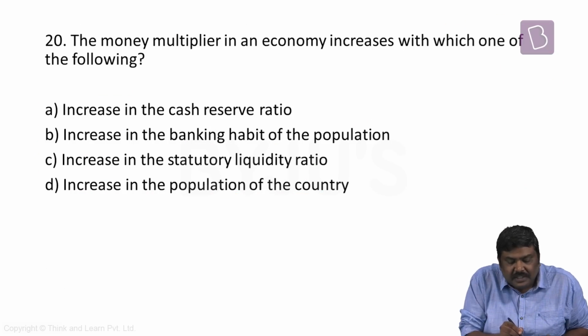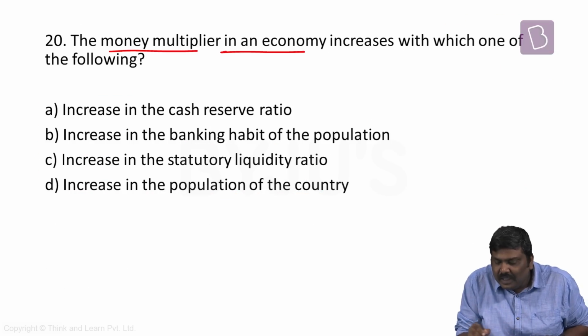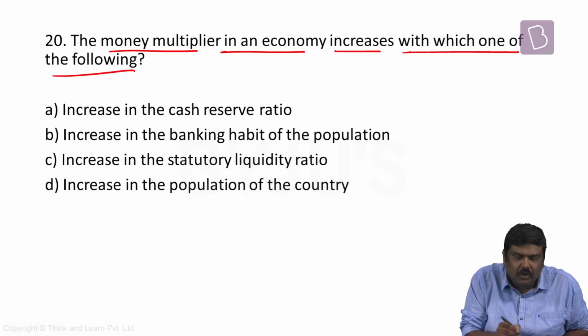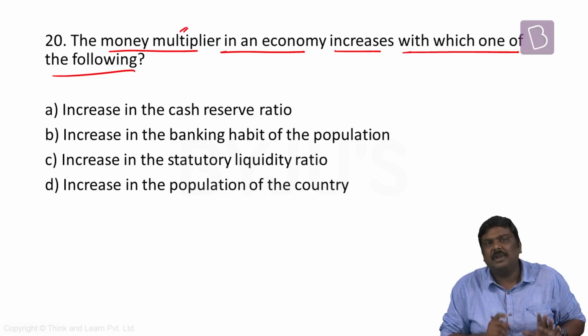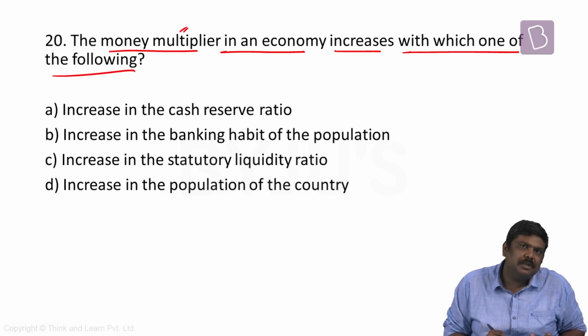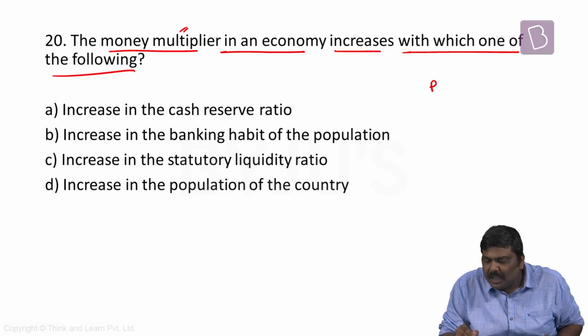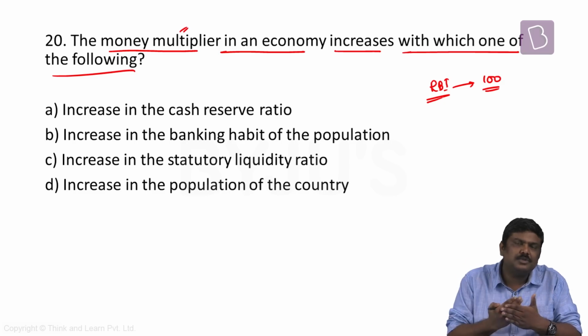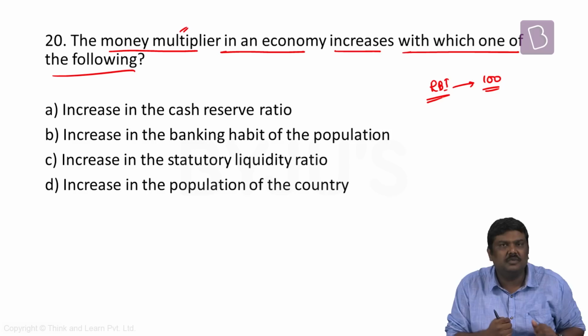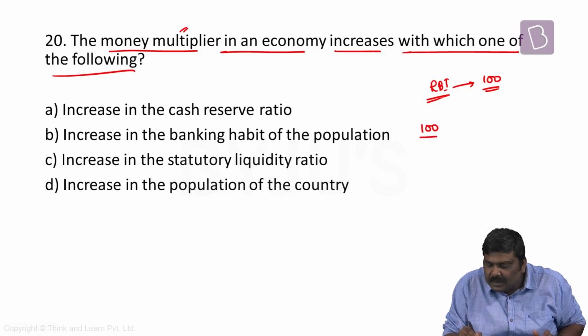Question number 20. The money multiplier in an economy increases with which one of the following? Before looking at the options, what is the concept of a money multiplier? I'll give a very simple example. Let's assume RBI prints a currency note of denomination 100 rupees and that particular 100 rupees comes to me. I'm receiving this particular 100 rupees. Now what will happen? Understand this.